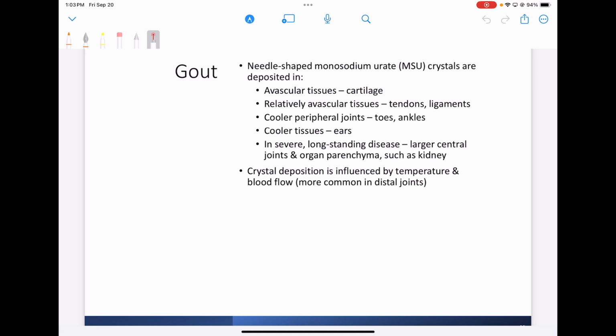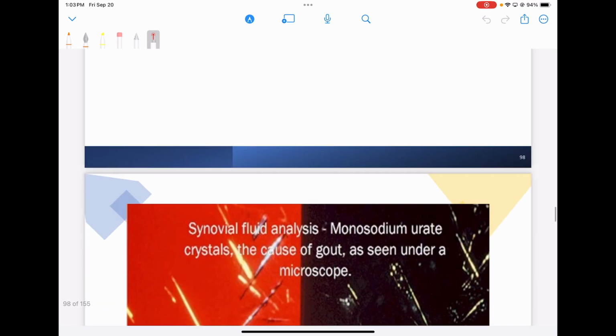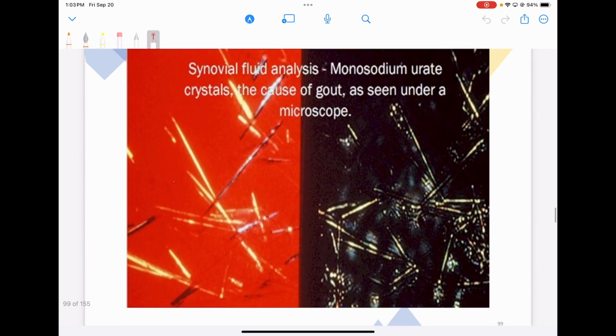Okay, that's why it's very common in our distal joints. The cooler joints, your fingers and toes, are very far away from your core. They're going to feel cooler than your core is. So therefore, that's where the uric acid wants to go. And that's what it looks like. It's crystals.